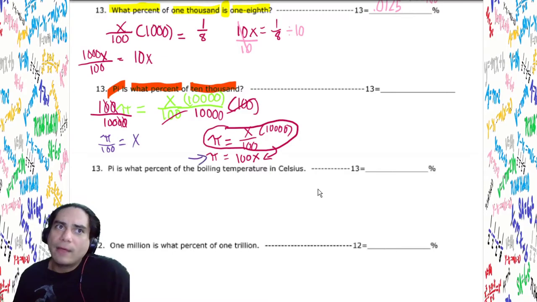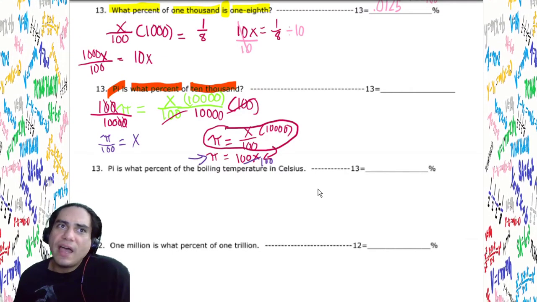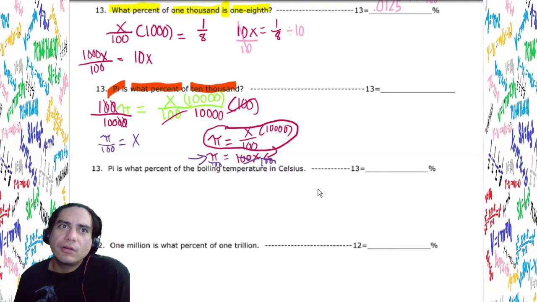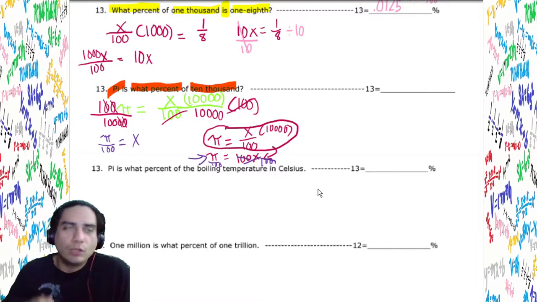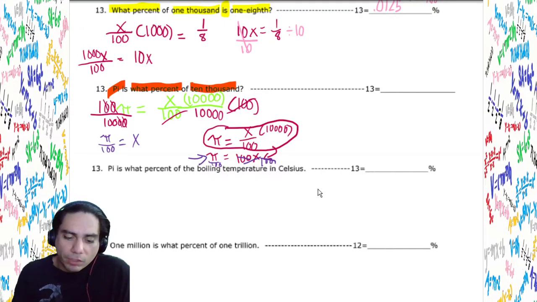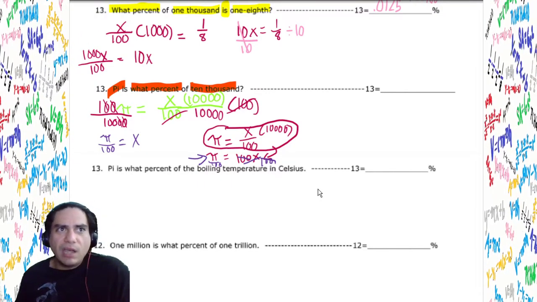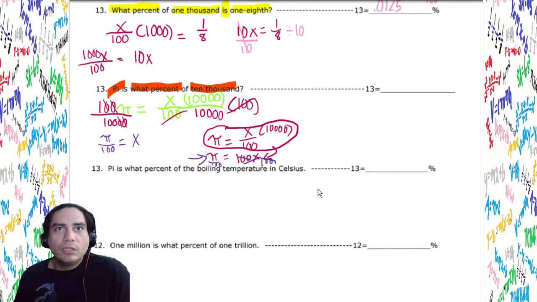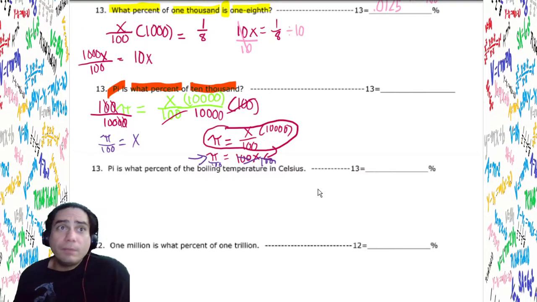Now, if I'm working back with this one right here, what did we need to do? We would have had to divide both sides by 100, and the hundreds cancel each other out. We're still left with the same thing: pi over 100 equals x. So, ladies and gentlemen, if you know how to do math, this is easy stuff. That's what I'm here to do. Make this easy.